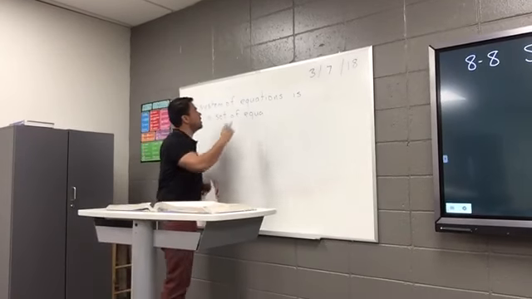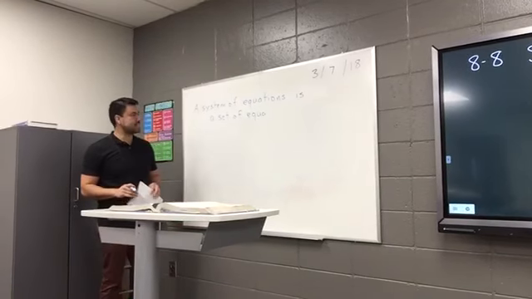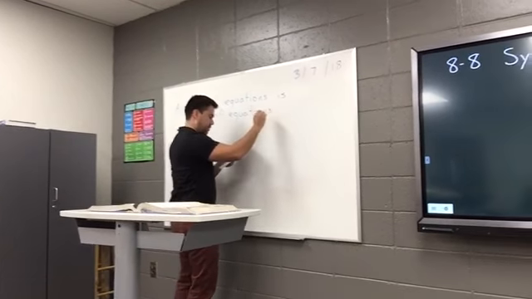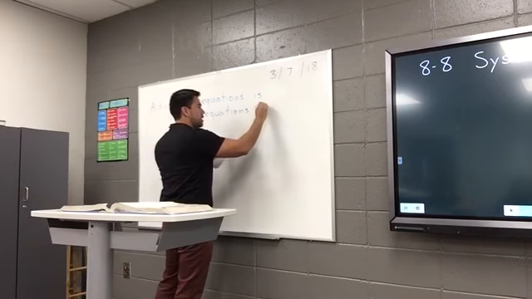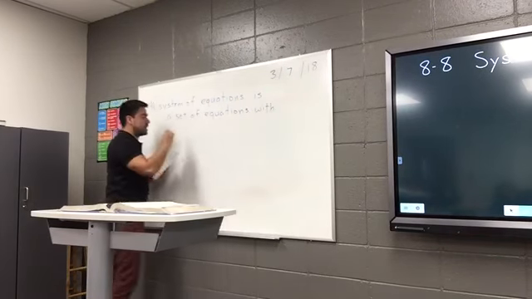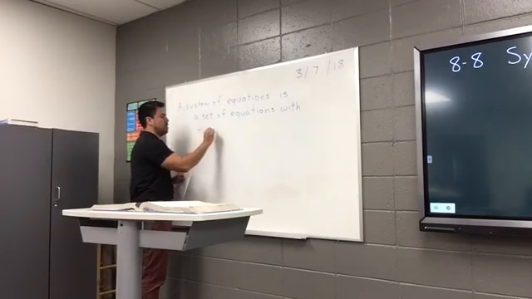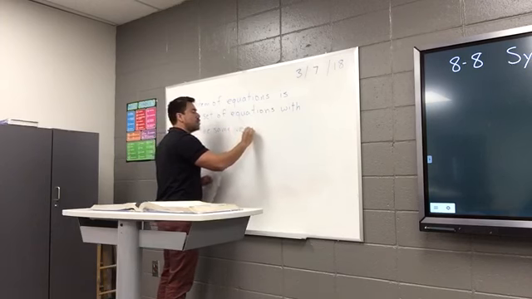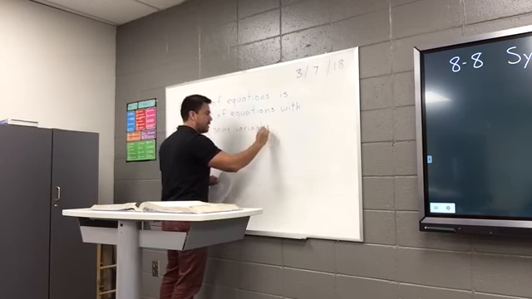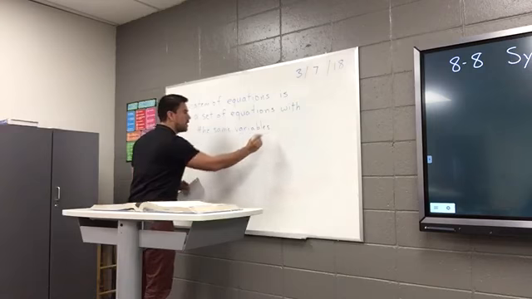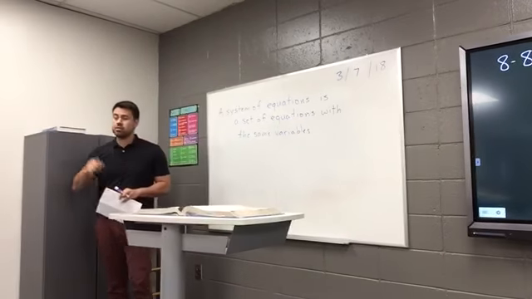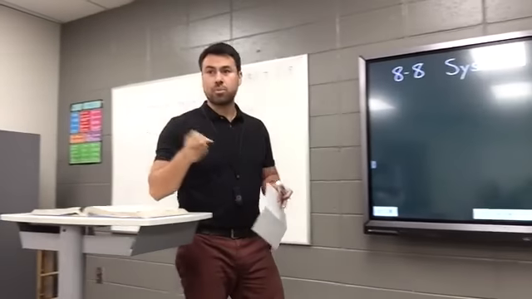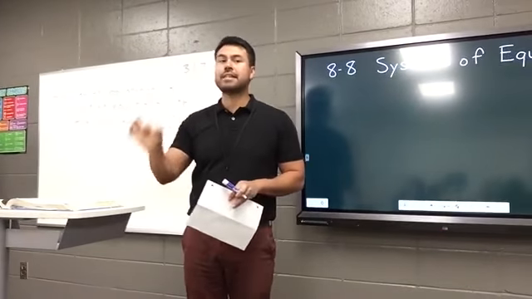So a system of equations is a set of equations with the same variables. So basically, this is telling me that instead of dealing with just one equation at a time, I'm going to deal with, for the most part, two equations at the same time.